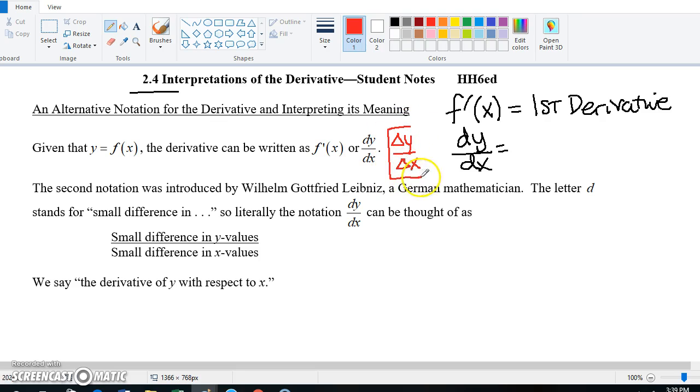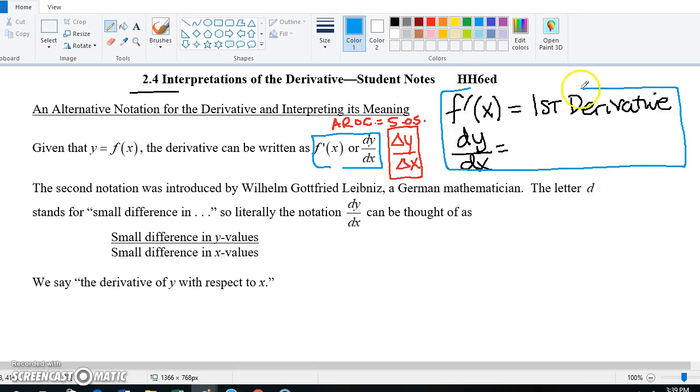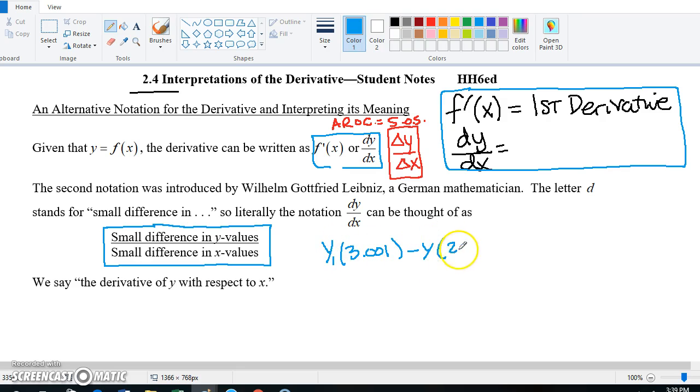But this is just slope of a secant. Okay, this is slope of a secant, or average rate of change. But this, remember, is our first derivative. So we're looking at very, very small differences in y values and very, very small differences in x values. Sort of like when we look at y1 of 3.001 minus y1 of 2.999. We're making our x values very close together.